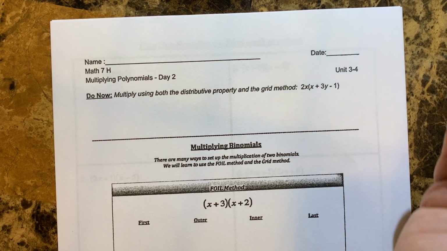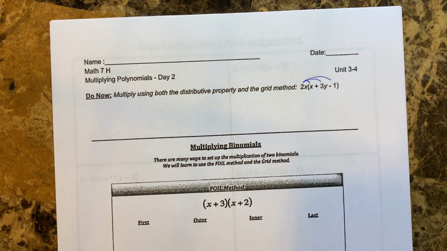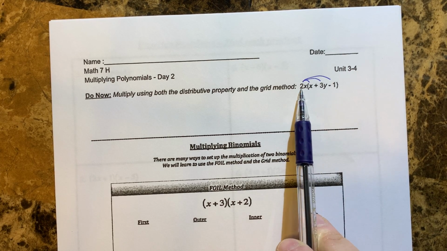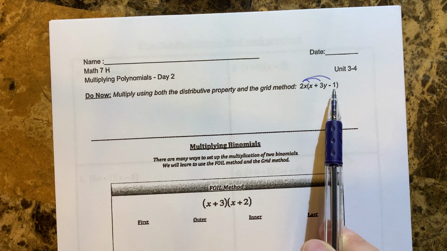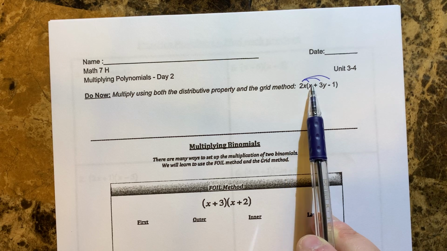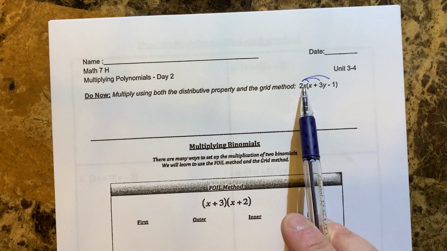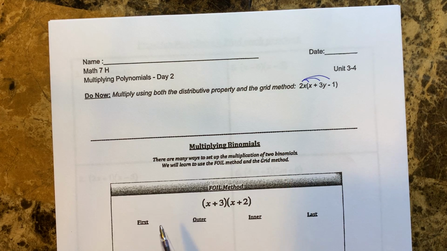So for this do now question, we have to use the distributive property that was described yesterday when we learned how to multiply polynomials in one version. This is where we're taking a monomial and multiplying it by a polynomial. We're going to distribute or multiply this 2x by each individual term in the polynomial in parentheses. We know to multiply because this monomial was written directly next to the parentheses, and when they're next to each other, that means multiplication.